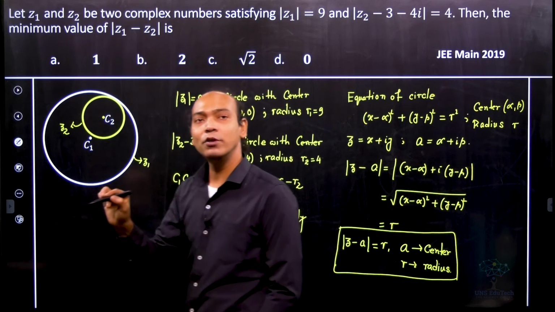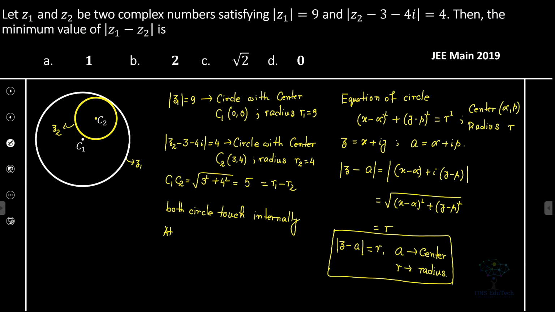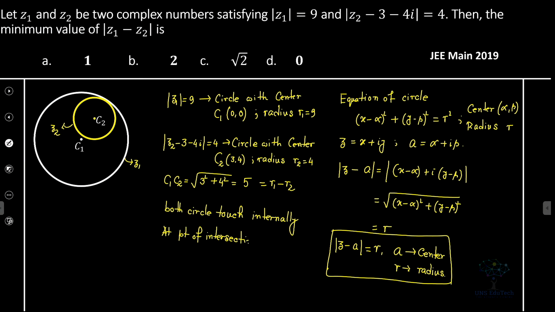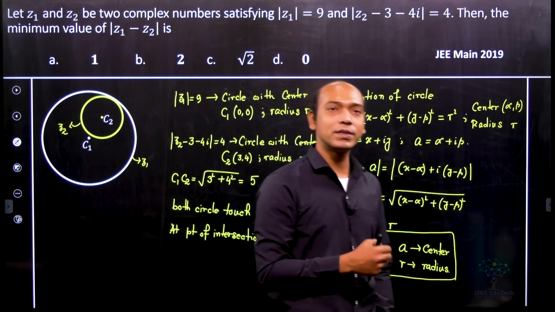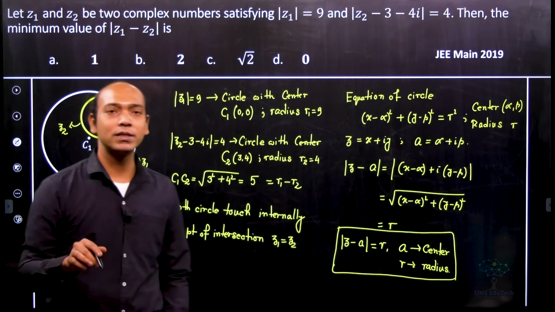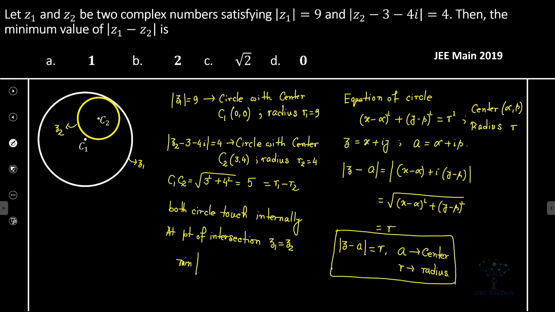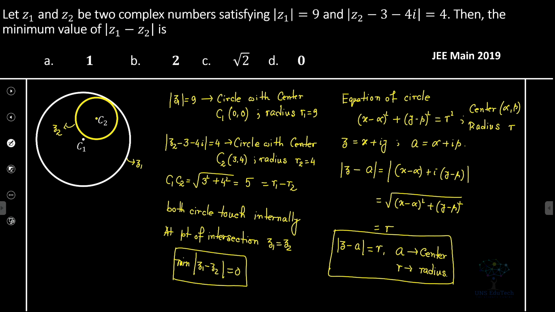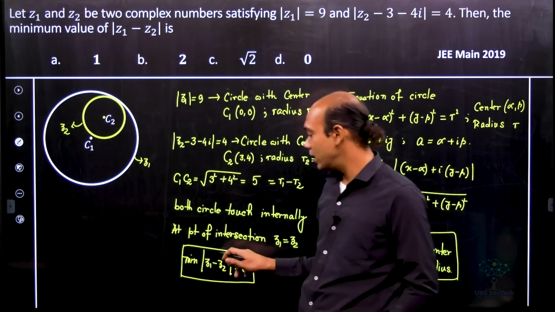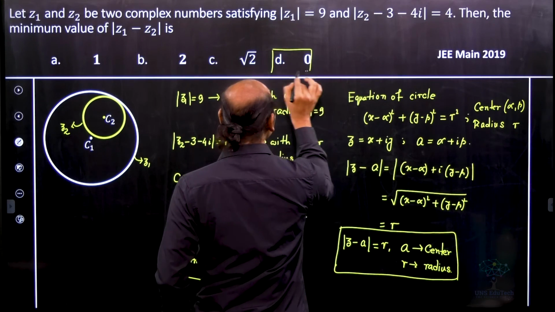At that point, z1 is equal to z2, because they touch internally. So at the point of intersection, or the touching point, z1 is equal to z2. Therefore mod of z1 minus z2, the distance between the two complex numbers z1 and z2, will be 0, and that's the minimum value here. So the minimum of the distance between z1 and z2 must be equal to 0, because they are the same at the point of intersection. Therefore, for this particular problem, option D is the correct choice.